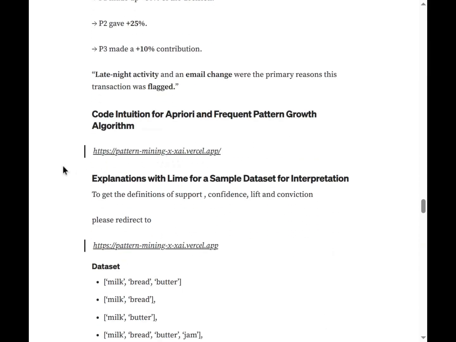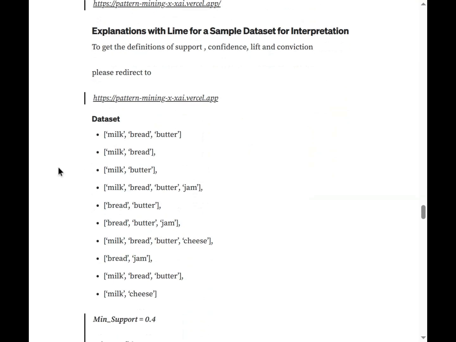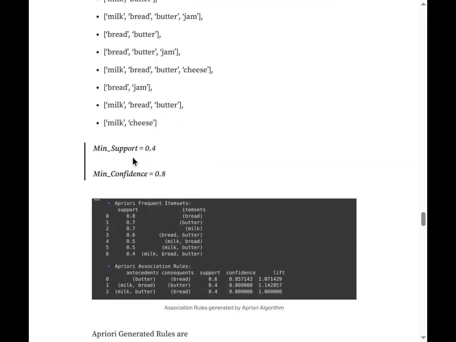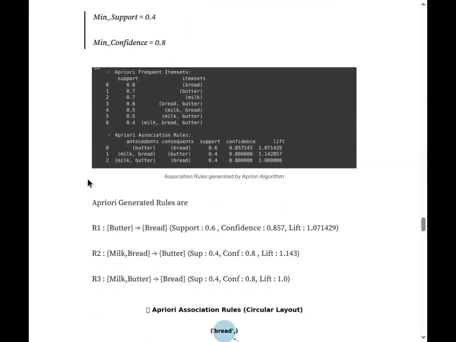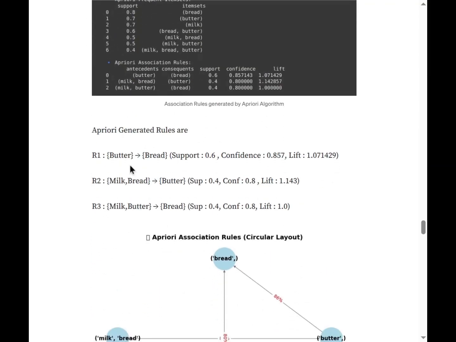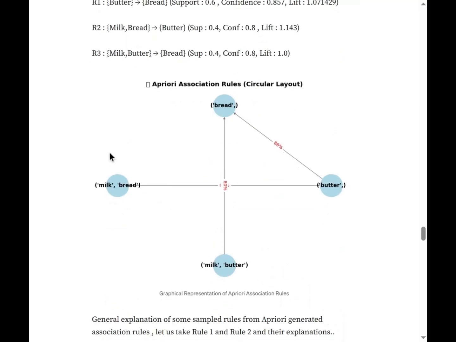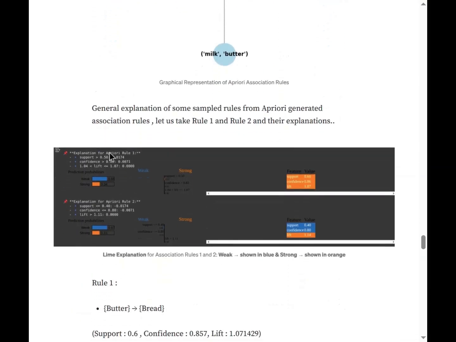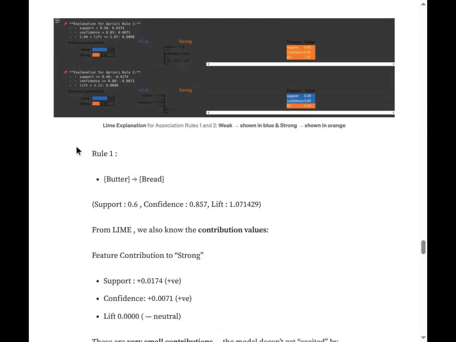So here in this link, you will be finding the code intuition for the Apriori and frequent pattern algorithm. So this is the example which was being used. If we take this data set, keeping minimum support 0.4 and minimum confidence 0.8, the rules will be these three, with corresponding support counts. So we'll be seeing rule one. Rule one is: if the client buys butter, then he buys bread, with a support of 0.6, confidence of 0.85, and the lift is 1.07.